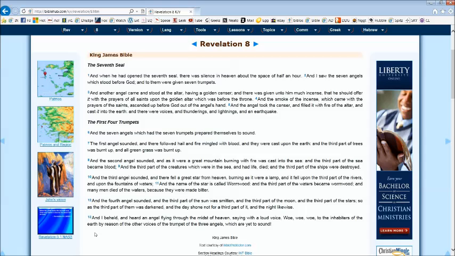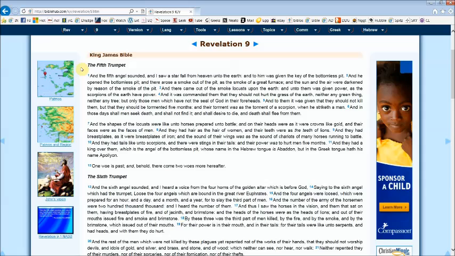In the same way that the seventh seal opens up the trumpets, I believe the seventh trumpet opens up the seven bowls. Revelation 8, verse 13. And I beheld and heard an angel flying through the midst of heaven, saying with a loud voice, Woe, woe, woe to the inhabitants of the earth by reason of the other voices of the trumpet of the three angels which are yet to sound. In Revelation chapter 9, we see the fifth trumpet, and in verse 12, we see that the first woe is past.